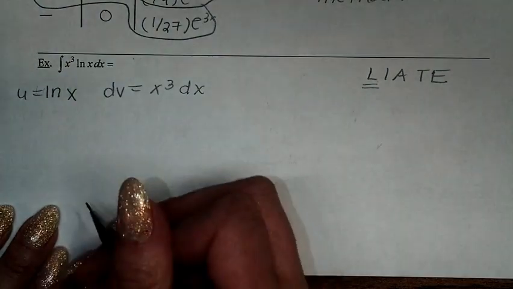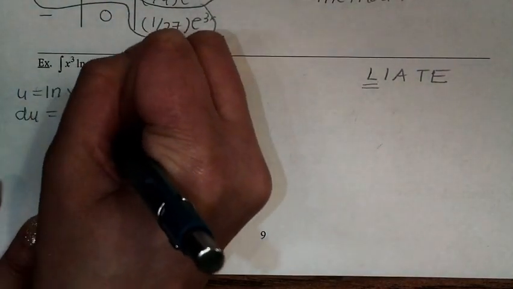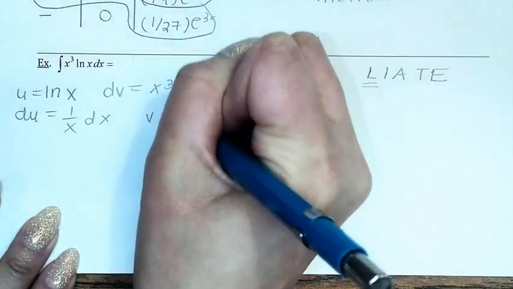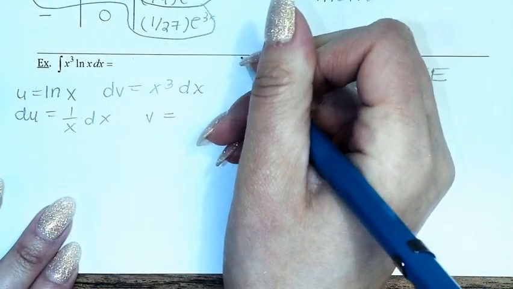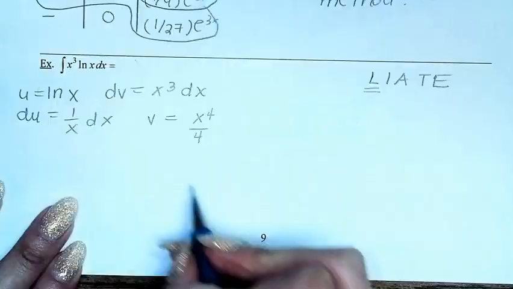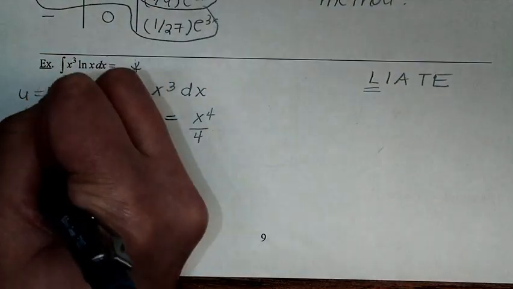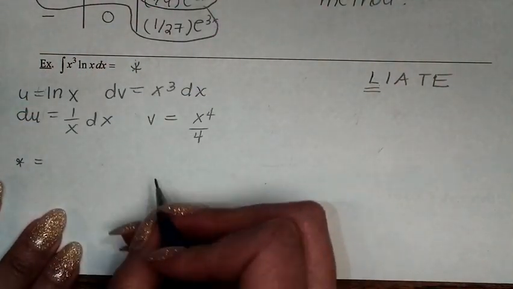So you know that the derivative of natural log of x is going to be what? It's going to be 1 over x dx, and the integral of x cubed dx is going to be x^4 divided by 4, okay? So now you have your uv. I'm going to call it star, and I'm going to rewrite it here, so you can see it.